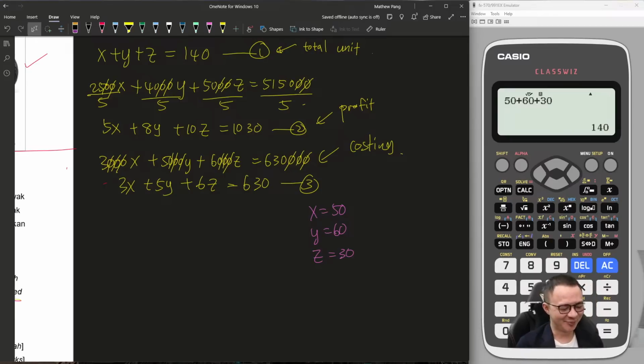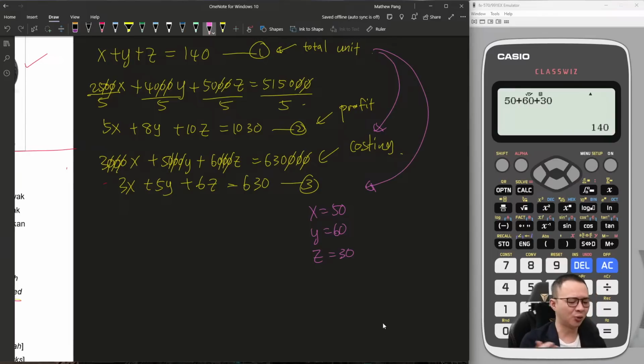Let's do it together. Normally I'm a bit lazy to do this, but never mind. We eliminate the x, okay? So we get y and z. I prefer to use the first equation and second equation, and the first equation and third equation.